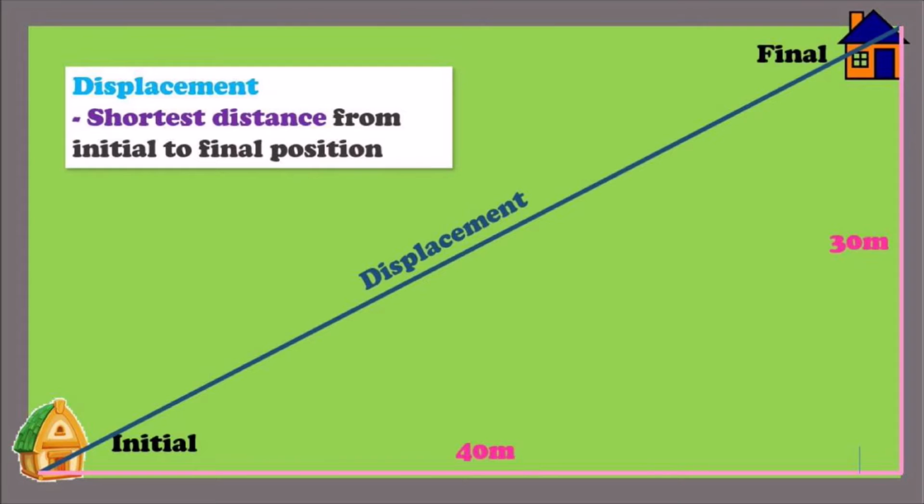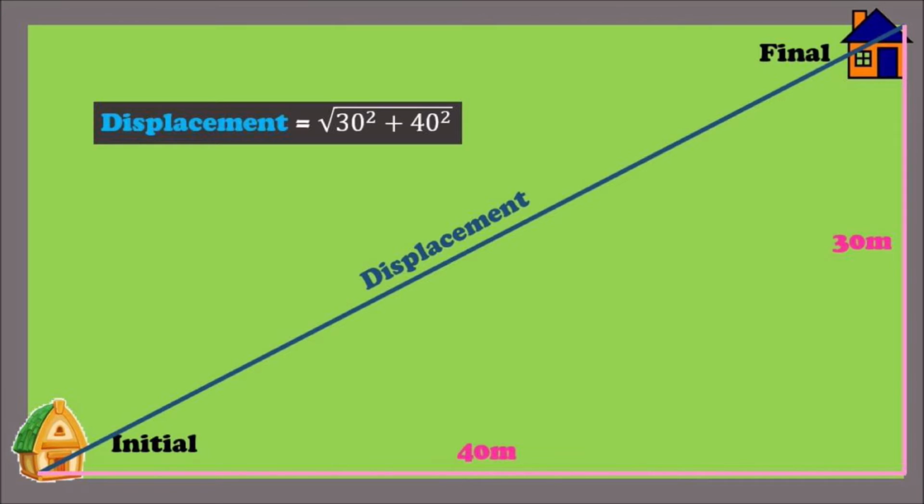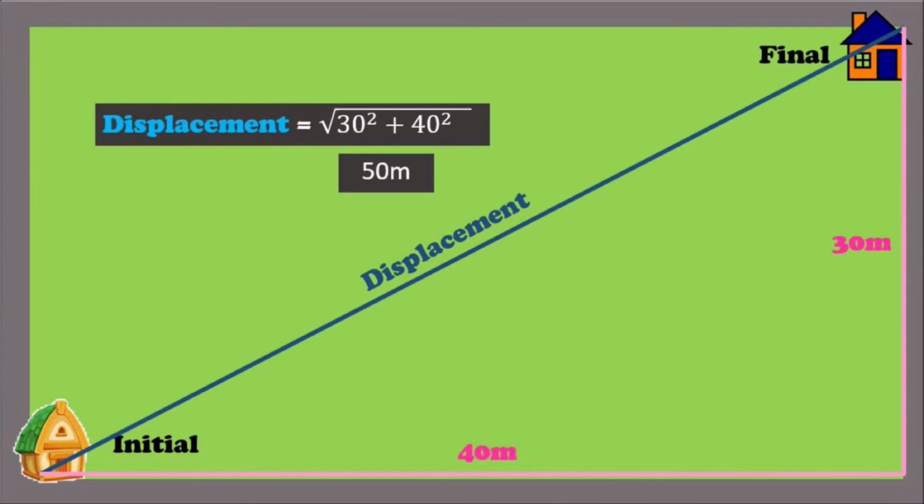Can you see the right angle triangle here? We can apply the Pythagoras theorem because the displacement is the hypotenuse of this right angle triangle. So, the displacement is going to be the square root of 30 squared plus 40 squared. So, that is 50 meters, and as you can see, it is less than the distance.